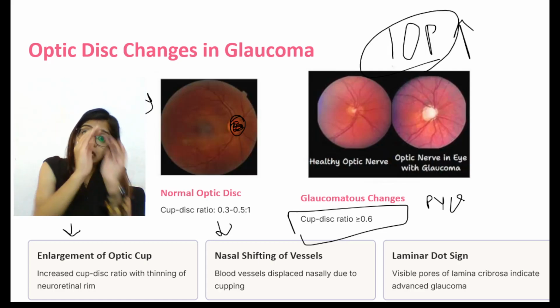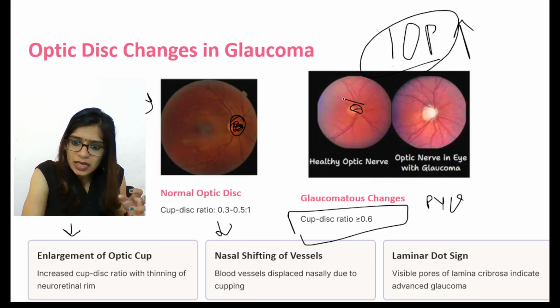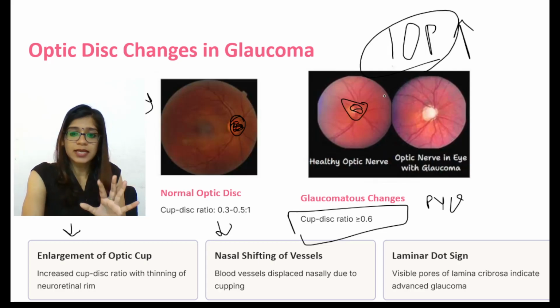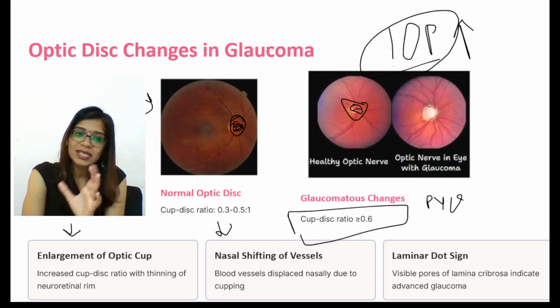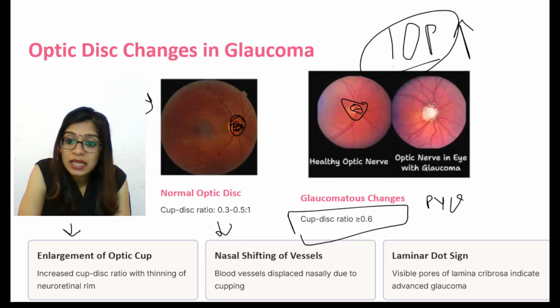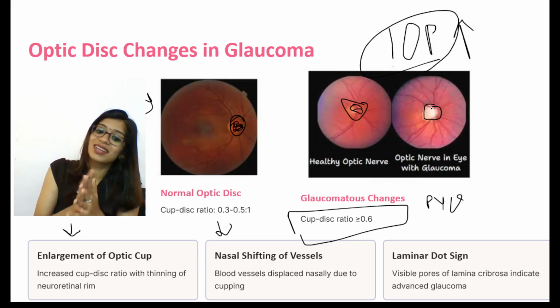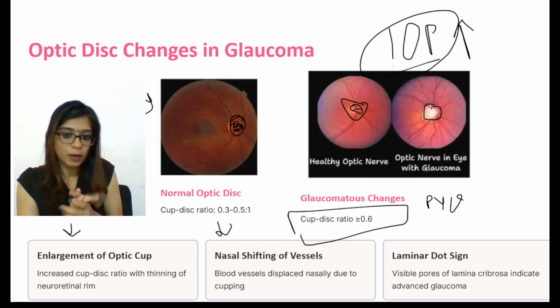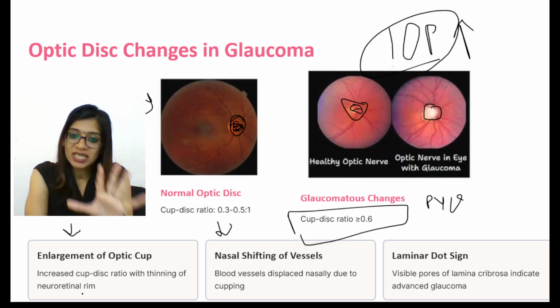In glaucoma, what happens? The cup enlarges. Look at this picture, it is a little more clear. The smaller circle inside, you can see, I hope. And outside that another circle is there. That smaller circle I call the cup, and the outer circle is called the neuroretinal rim. Now in glaucoma, as you can see, the cup has enlarged. So the cup to disc ratio is more than 0.6 in glaucoma. So the first point is enlargement of the optic cup.